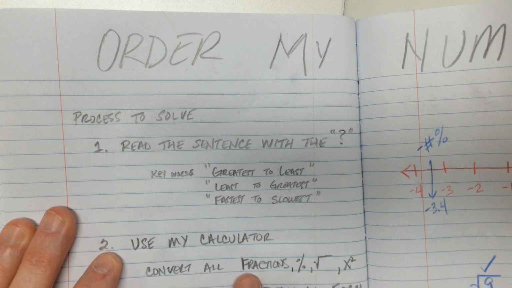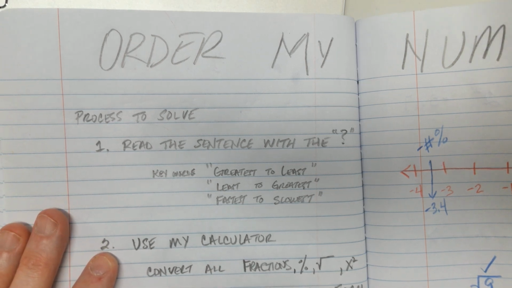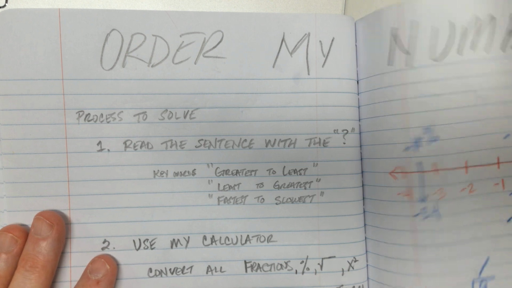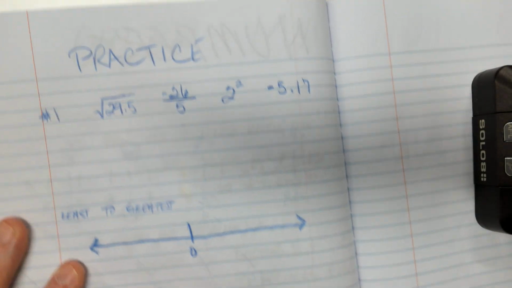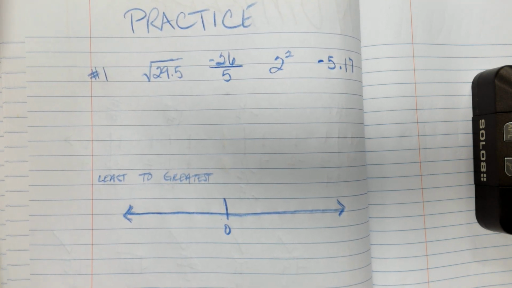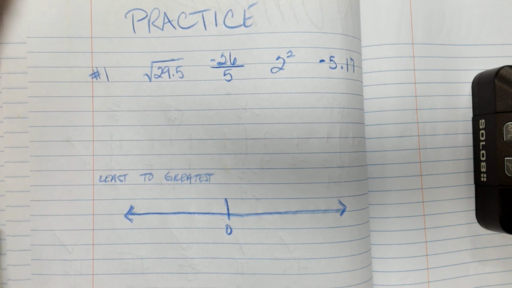Step 2 is you're going to use your calculator and put these into what form? Decimal form is the common language you have to get numbers into in order to put them in order. Okay? So I'm going to give you just about 3 minutes. Go ahead and practice this together. And I'll be back.